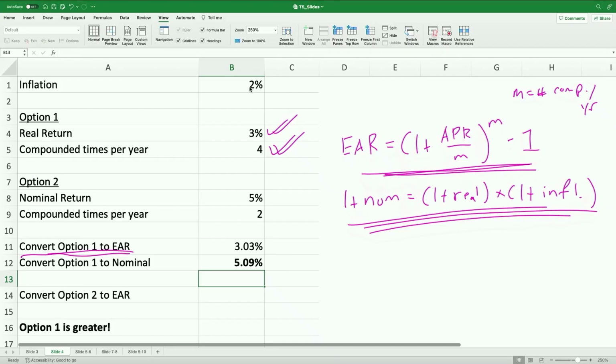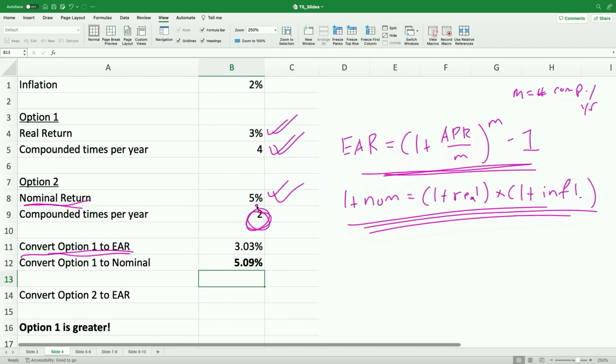Okay. Option 2 is already a nominal return. Do you agree? It's already a nominal return. So once I convert it to an EAR, it's not an EAR right now. It's an APR that compounds twice per year. Once I convert it, though, to an EAR, now I have these two options, again, apples to apples. They're both nominal EARs. Now I can compare them.